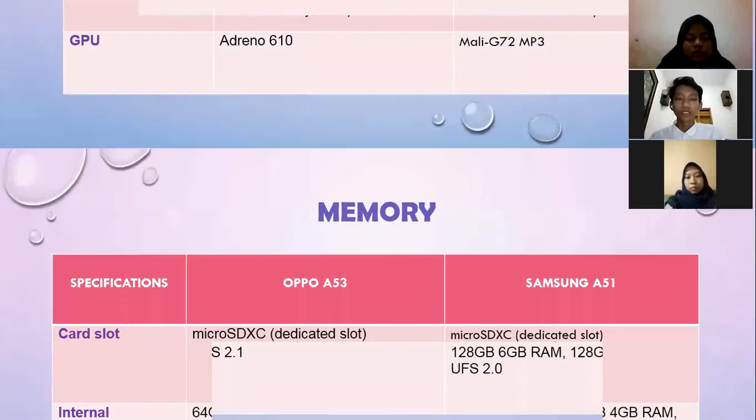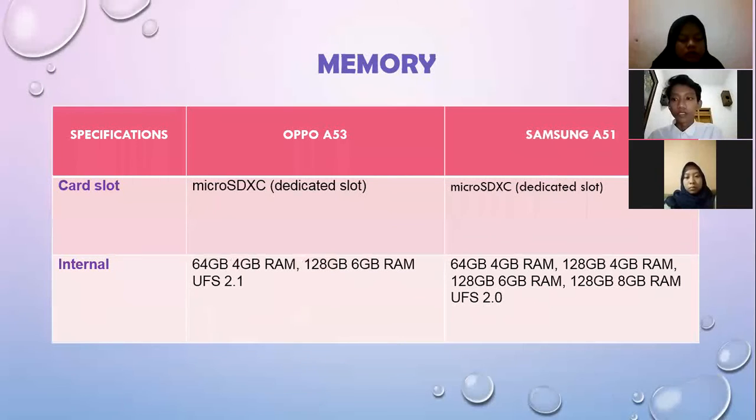Next is memory. Number 1, card slot. Oppo uses microSDXC and Samsung uses microSDXC. They both use the same card slot.